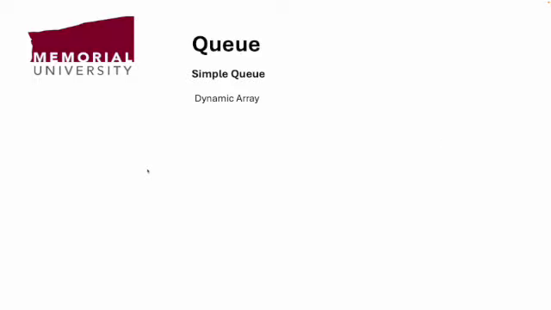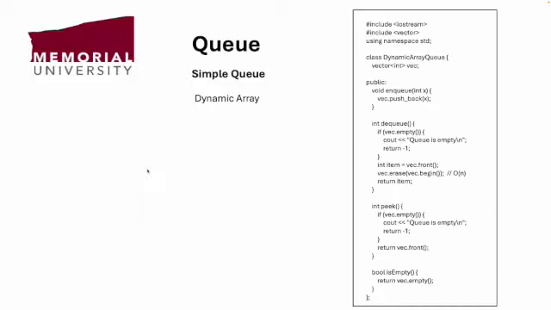Okay, let's look at the simple queue first. We implement it with what? A dynamic array. We are going to try to implement all the types of queue with a dynamic array, and also with the linked list we learned last week. And then we can compare. This is the code. Take a minute or two to read it.